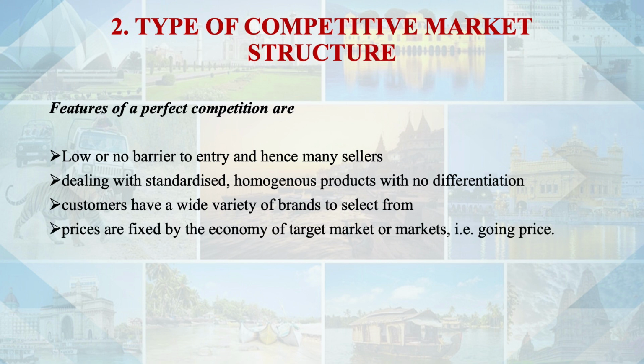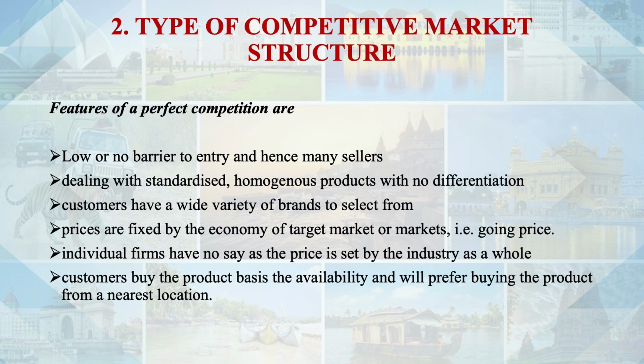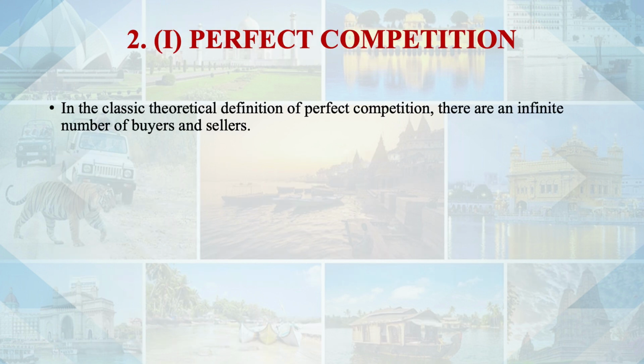Prices are fixed by the economy of the target market or markets, which is also known as the going price. Individual firms have no say as the price is set by the industry as a whole. Customers buy the product based on availability and will prefer buying the product from the nearest location. Any change in price will enable customers to switch to a competitor's product. The price is determined by supply and demand factors. In the classic theoretical definition of perfect competition, there are an infinite number of buyers and sellers.